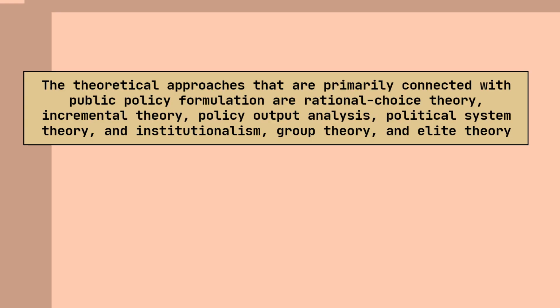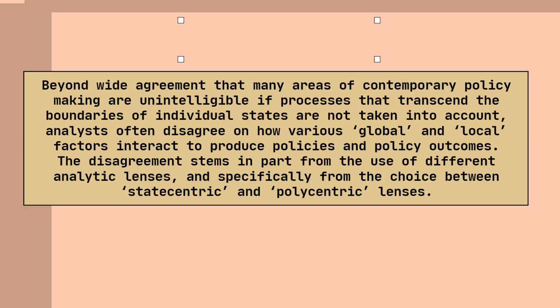The theoretical approaches that are primarily connected with public policy formulation are rational choice theory, incremental theory, policy output analysis, political system theory, institutionalism, group theory, and elite theory. There is wide agreement that many areas of contemporary policy making are unintelligible if processes that transcend the boundaries of individual states are not taken into account.